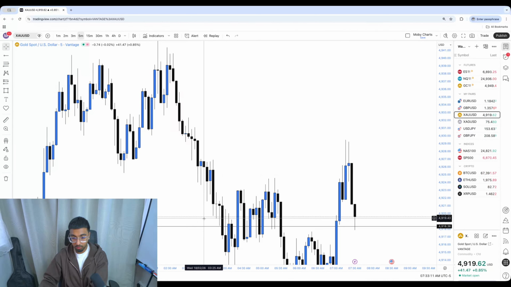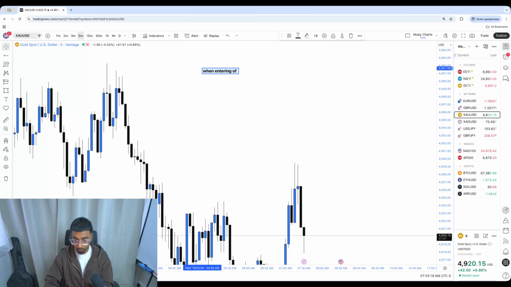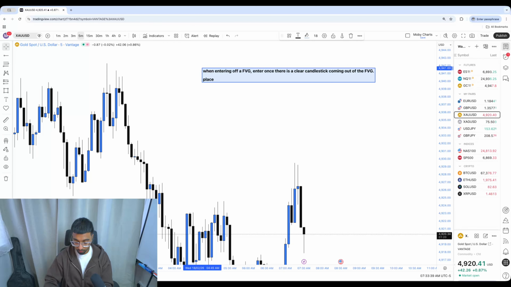Okay, so just a keynote, write this down. When entering off a FVG, enter once there is a clear candlestick coming out of the FVG, full stop. Place stop loss above all FVGs.